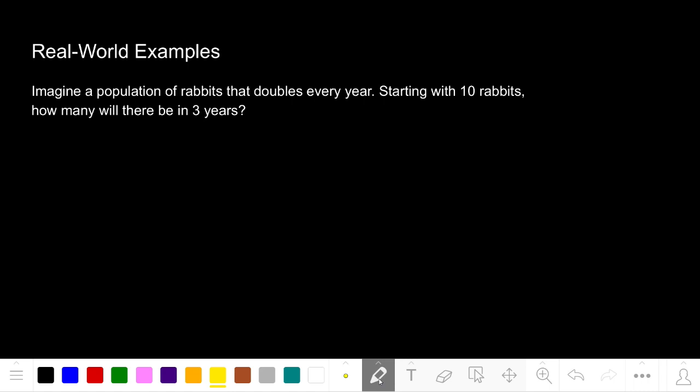So let's look at some real-world examples real quick. Imagine a population of rabbits that doubles every year. Starting with 10 rabbits, how many will there be in 3 years? It's always useful to write down our general formula when we are confronted with word problems like this. f(x) = a times b to the power of x. And we have to remember that a is our starting value and b is our base.